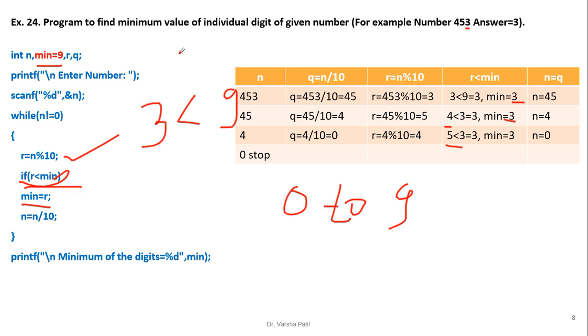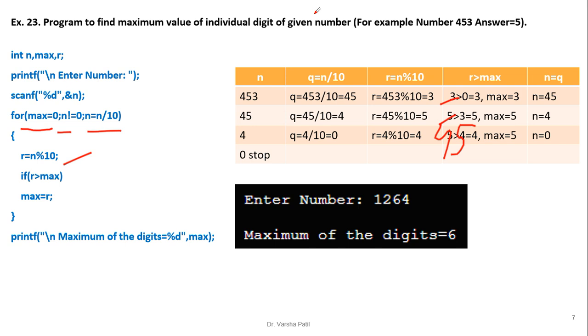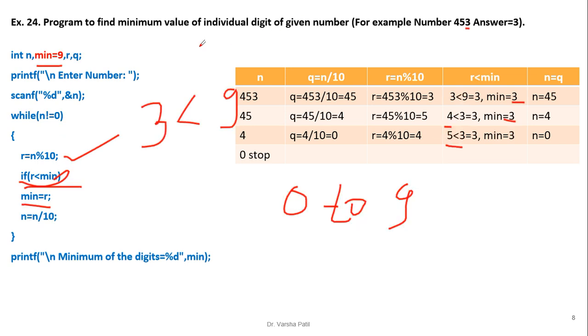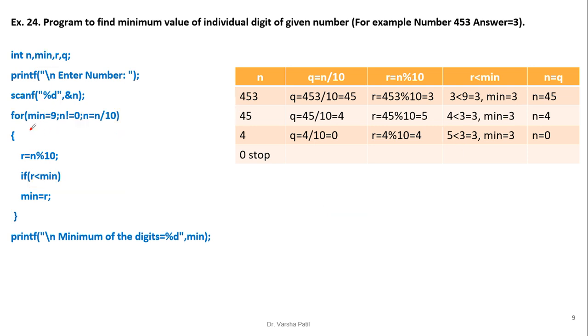When finding max, we assign max to 0 and use greater than. And when finding minimum, we assign the maximum possible value. For example here it is a single digit, so that's why we keep it as 9. If it is 2 digits, we keep 99. And for the for loop, same.